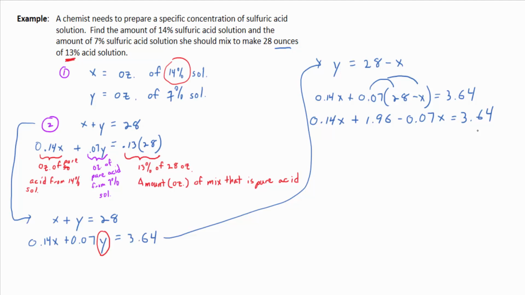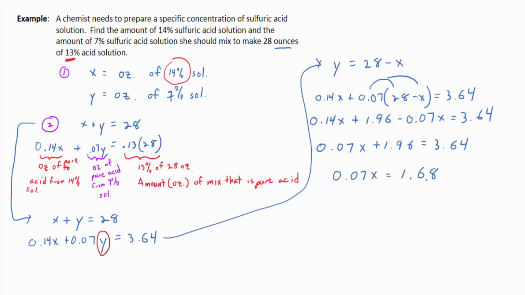Okay. Combine like terms, you guys. So you have 0.14x and then a minus 0.07x. I think we can do that without our calculators. What do you get? 0.07x. 0.07x plus 1.96 equals 3.64. Subtract 1.96 from both sides. What do you get if you subtract 1.96? 1.68? Okay, I believe that.